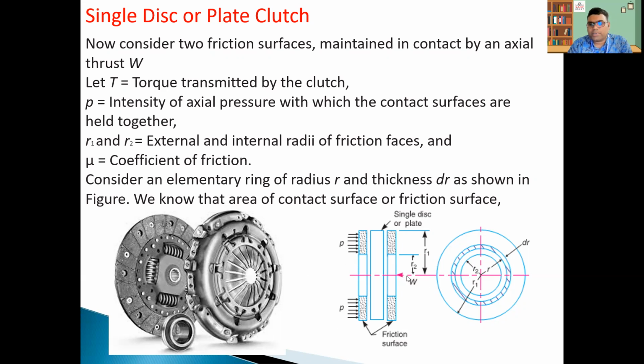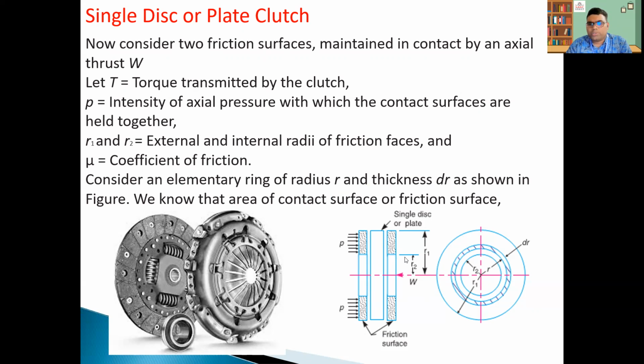You can see here, this is a typical example of that. In this direction, from my right side, the load W is applied. These frictional surfaces come in contact, so the clutch starts working. So let's discuss some elements or parameters which are used here. T is the torque transmitted by the clutch. P is the intensity of axial pressure which is acting on the contact surface, and they are also held together.